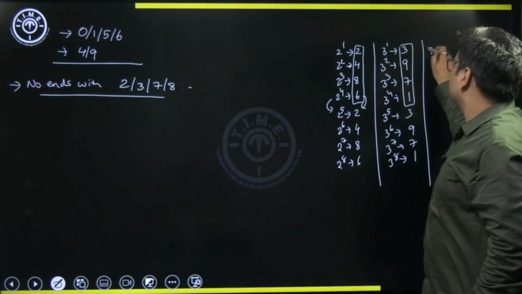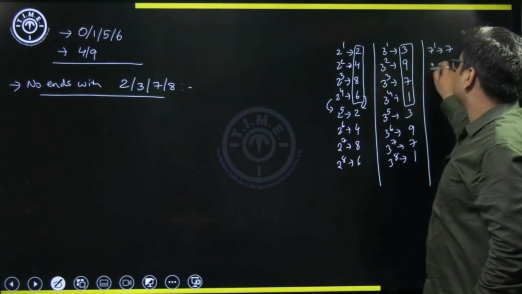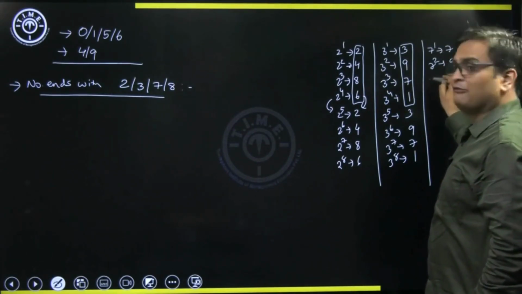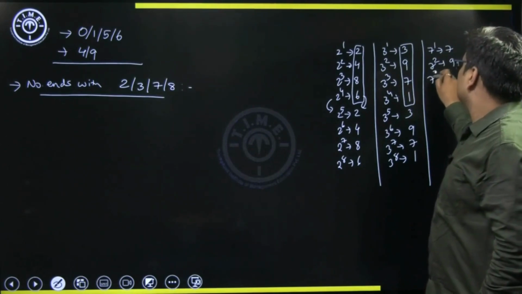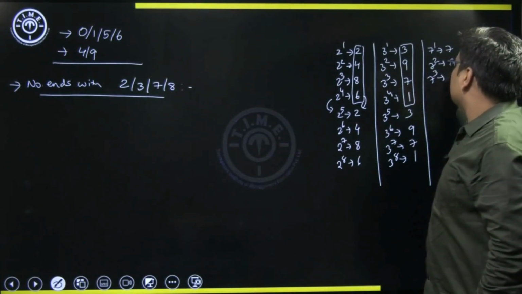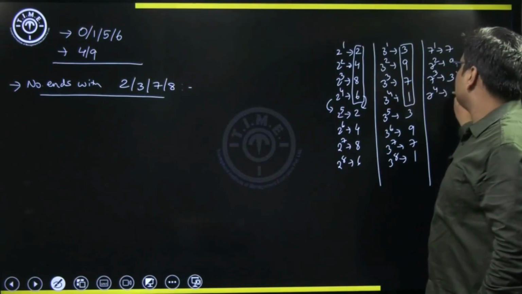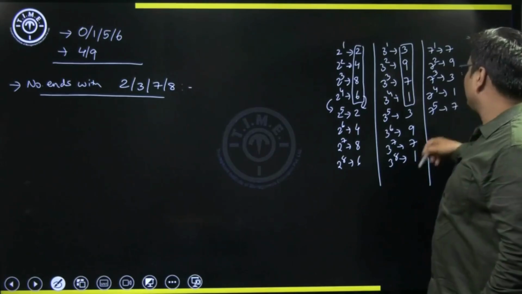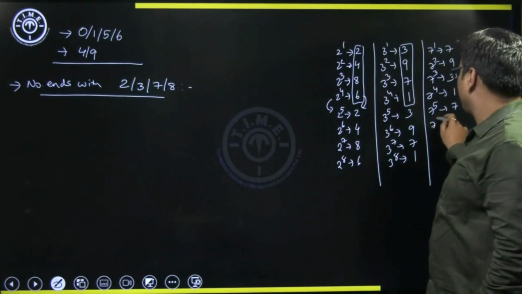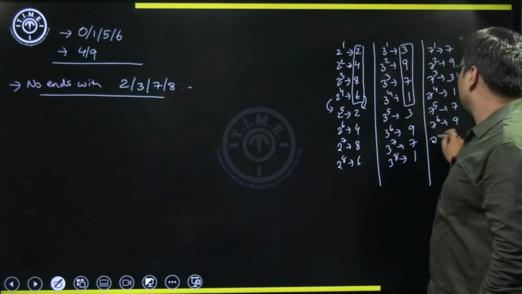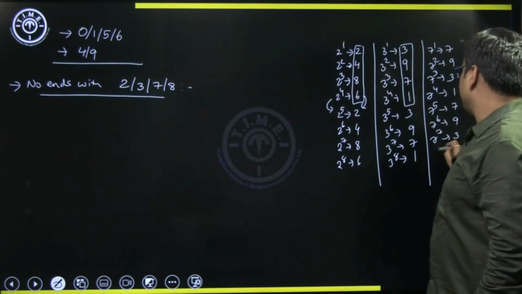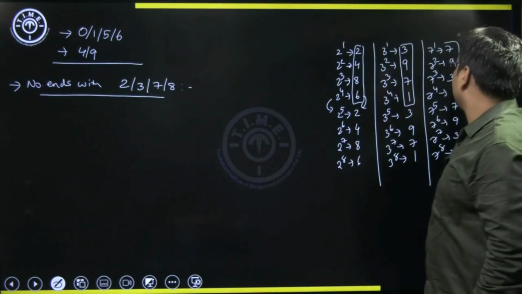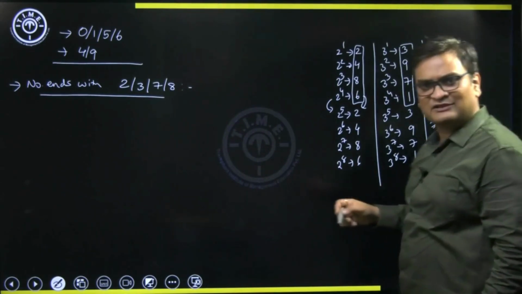Same thing for 7. 7 power 1 ends with 7, 7 square: the number is becoming 7 times, 7 times 7 is 49, so 9. 9 times 7 is 63, so 3. 3 times 7 is 21, so 1. 1 becomes 7 times, so 1 into 7 is 7, 7 into 7 is 49, 9 into 7 is 63, 3 into 7 is 21. So here also the pattern is 7, 9, 3, 1 for various powers, as you see.